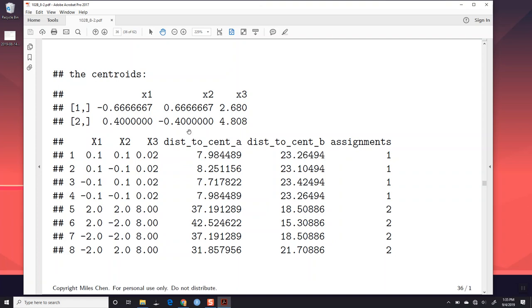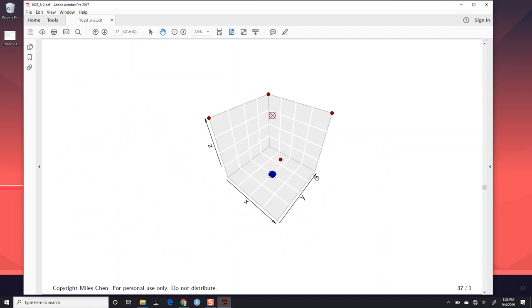I go to the next point. I go, okay, what's the distance to this centroid, and then this point to this centroid. This distance is 8.2, this distance is 23.1, this one is smaller, so it gets assigned to cluster 1. I do this for all 8 data points, and when I get over to here, I say, what's the distance to this centroid up top? And I get 37. What's the distance to this centroid down here? And it's 18.5, so it's going to get assigned to cluster 2, because that has the smaller distance. Okay, and so I get the first 4 going to cluster 1, the second 4 going to cluster 2, and so these are the assignments.